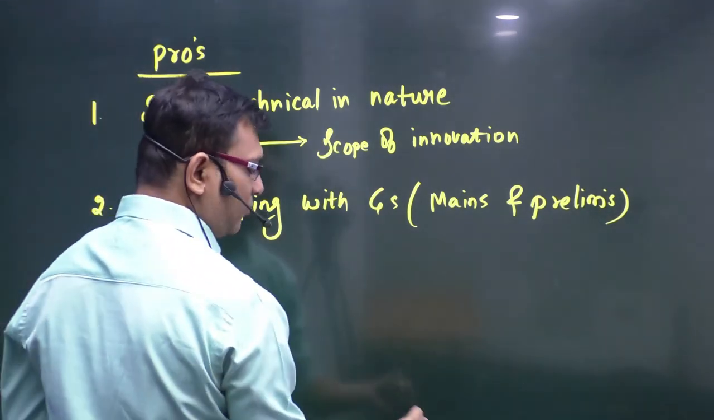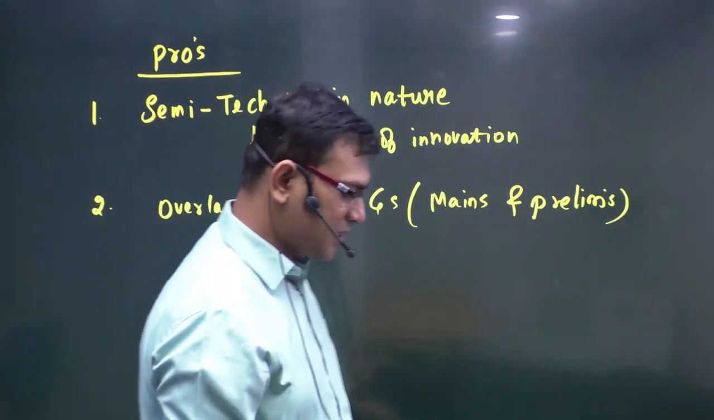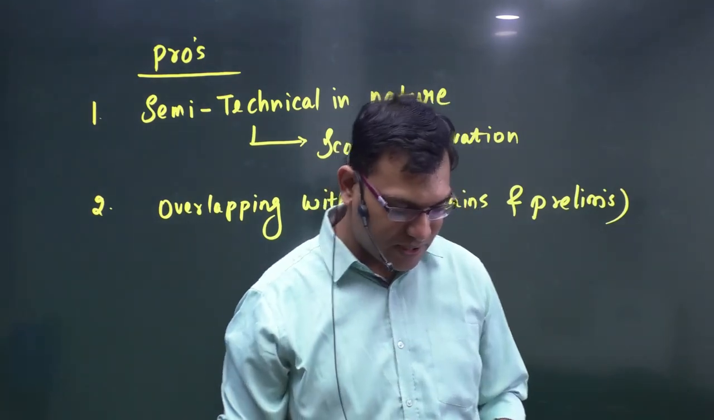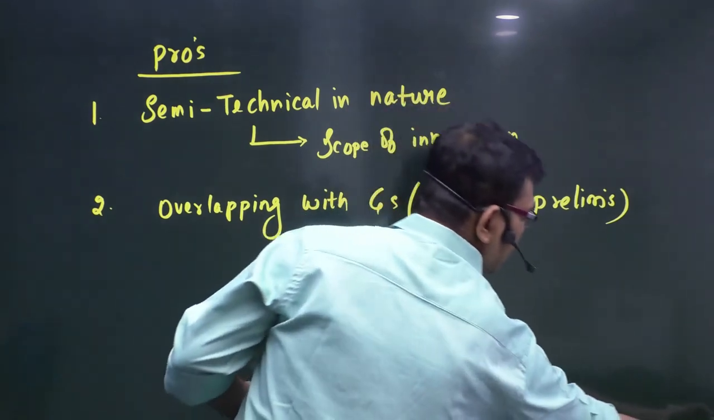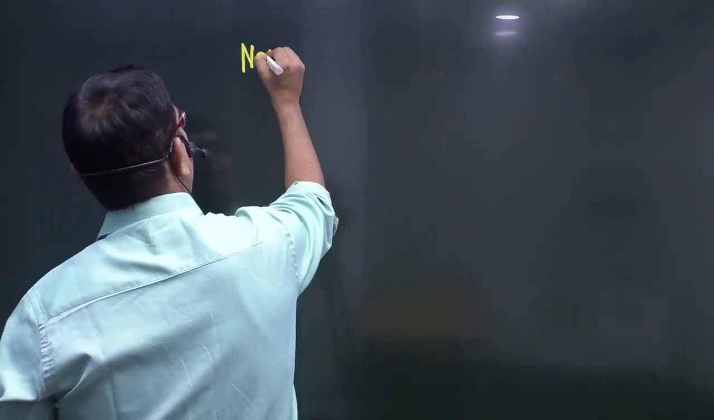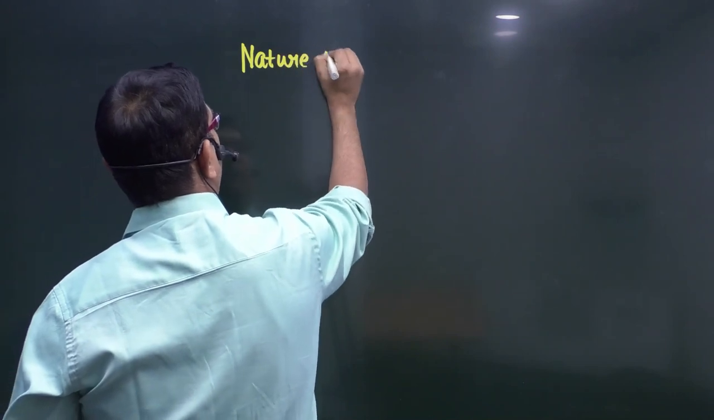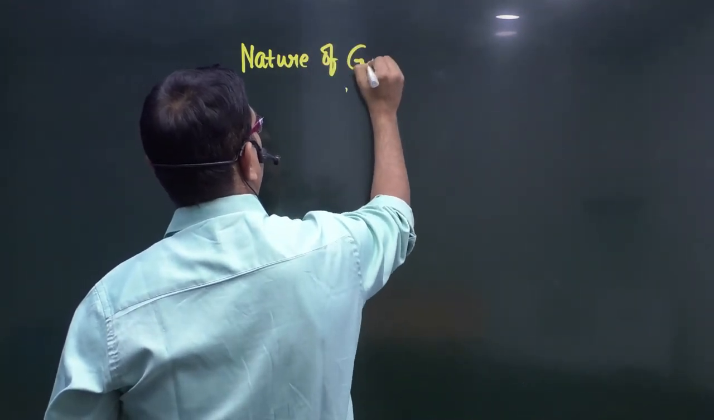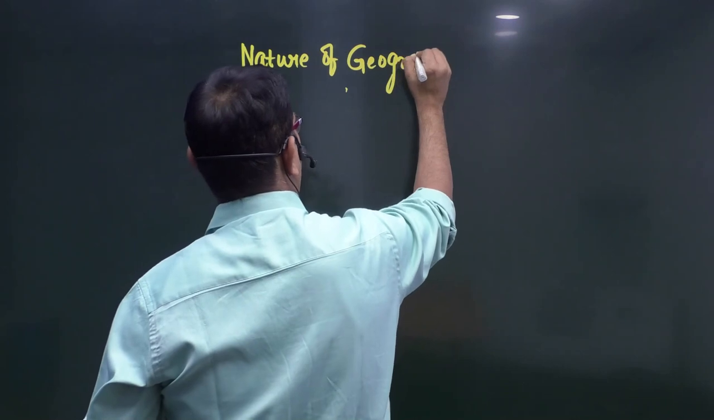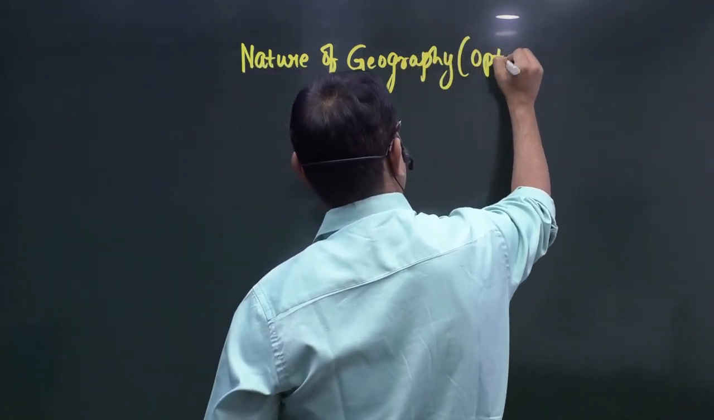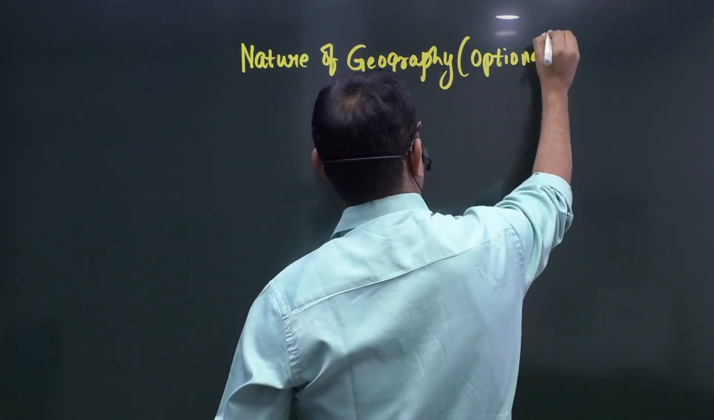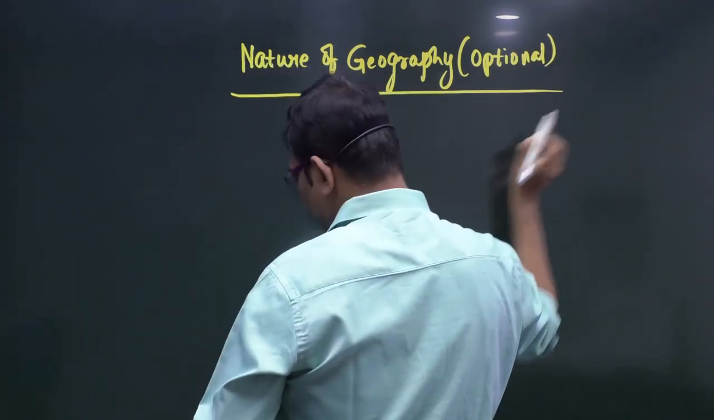First of all, what happens if you choose the other options? What is the difference between the other options and this? What is the nature of geography as an optional in the UPSC?